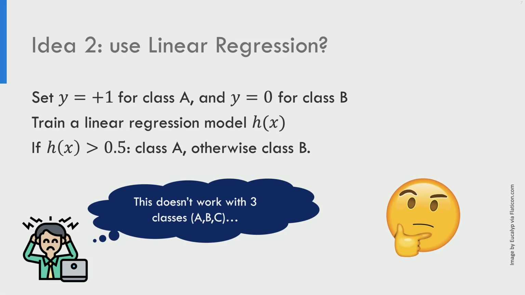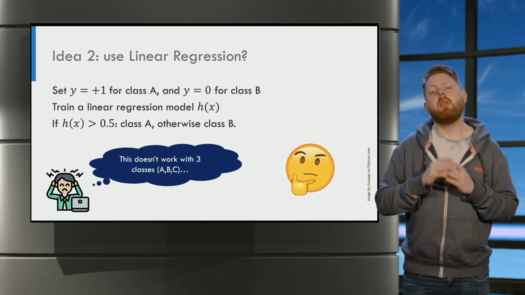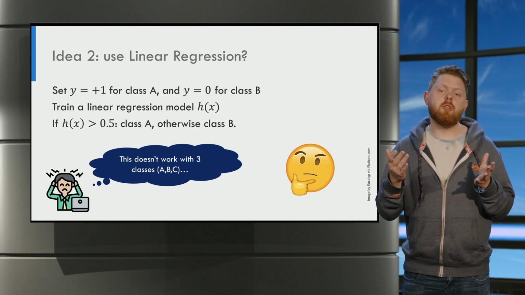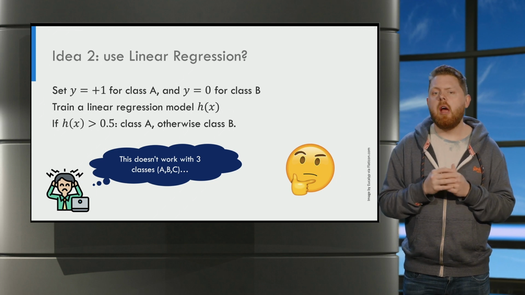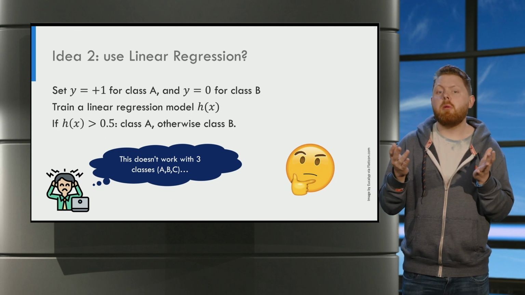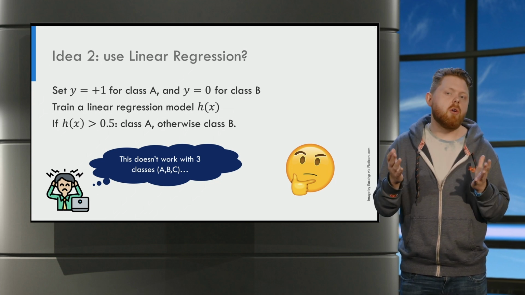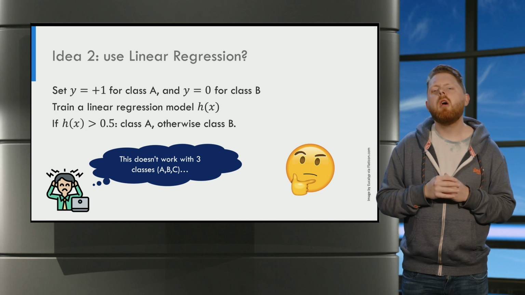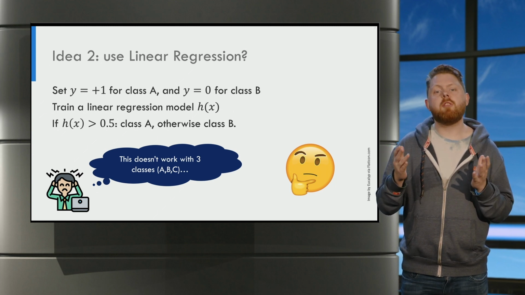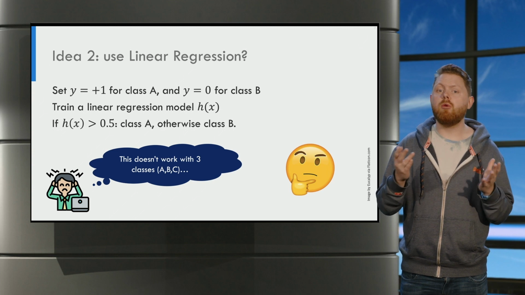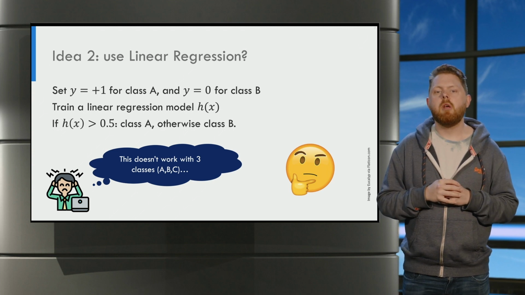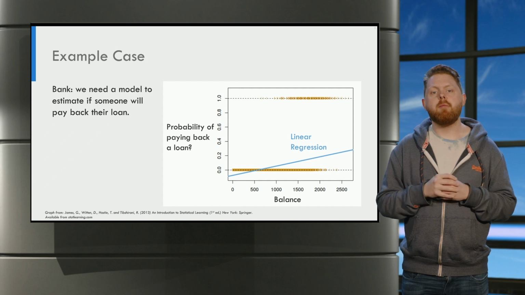The first problem is, what if we have 3 classes? Well, we can set y to 0, 1 and -1. But if you do that, the order of the classes suddenly matters. And for classification, we might not be able to order the classes in any logical way. This is only possible for regression. So there is no straightforward extension of this approach to more than 2 classes. There is also a second problem.